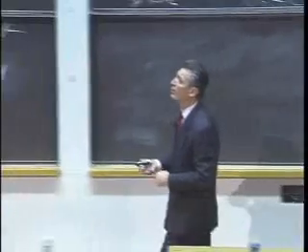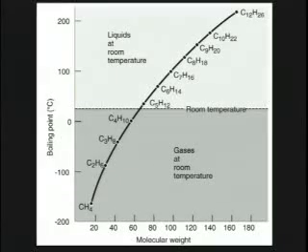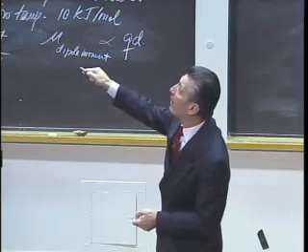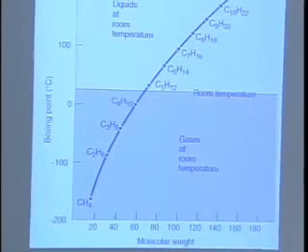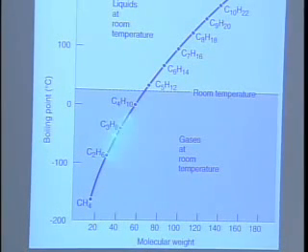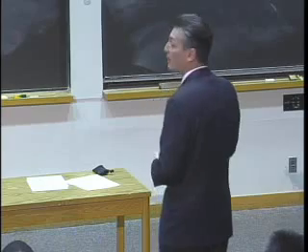Actually, this is out of your book. This shows the whole series. I just chose a few extremes. But look, here's methane, ethane, propane, butane, and on and on and on. And look at, as the molecular weight increases, the boiling point increases. Why? Because the polarizability is increasing.